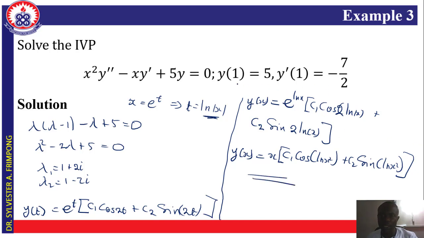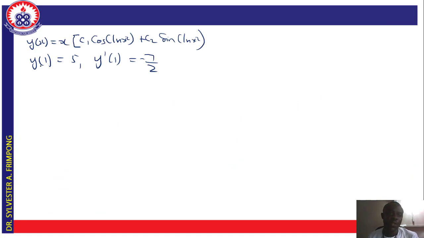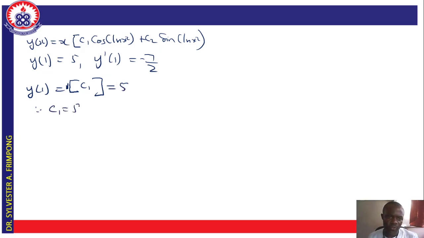But we have been given some initial conditions, so we need to find c1 and c2 based on these conditions. We first use the first initial condition, y of 1 equal to 5. If we put y of 1 here, x will be 1. ln x squared is 1, ln 1 is 0, and cos 0 is 1, so you are left with c1. Again, the same thing, ln 1 is 0, and sin 0 is 0, so you are left with only c1 equal to 5. So you can therefore conclude that our c1 is 5.